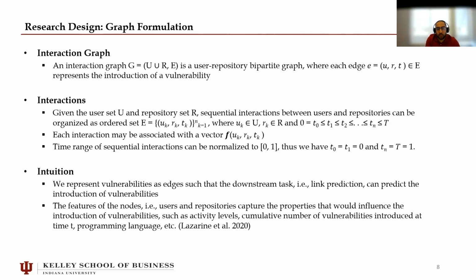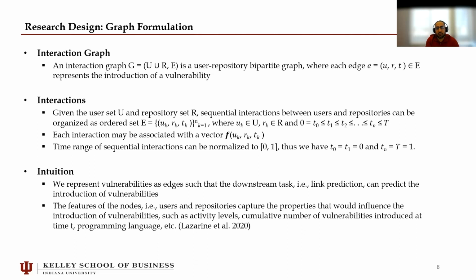We create a user-repository bipartite graph, and the edge represents the introduction of a vulnerability. Because we're looking at it in a longitudinal fashion, taking into account the time dimension, each sequential interaction, we normalize it to between 0 and 1. So we have time from 0 to time equals 1. The intuition behind representing it as a graph is so that we can do downstream tasks like link prediction. If an edge represents a vulnerability, predicting that edge would represent the prediction of the introduction of vulnerabilities.